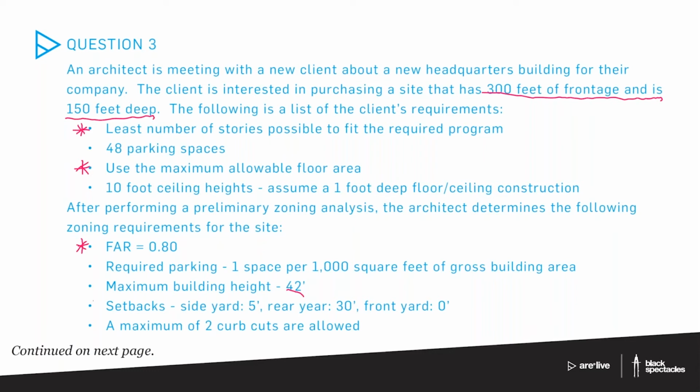Setbacks. We know one of the 3 criteria for this question is whether or not everything is going to fit on the site. So of course, setbacks are going to affect where you can place your building and how tall it's going to be to get the most efficient sized building. So setbacks are going to be critical. And the last zoning requirement here is a maximum of 2 curb cuts are allowed on the site. That might become important information when we are checking that everything fits on the site, but we'll keep that in the back of our mind.